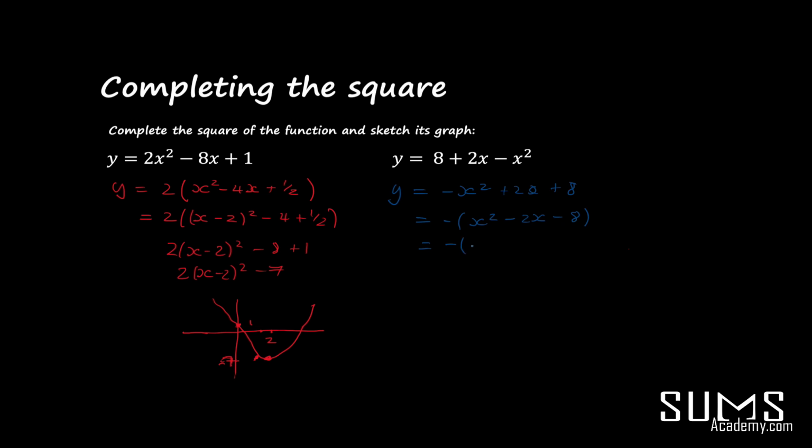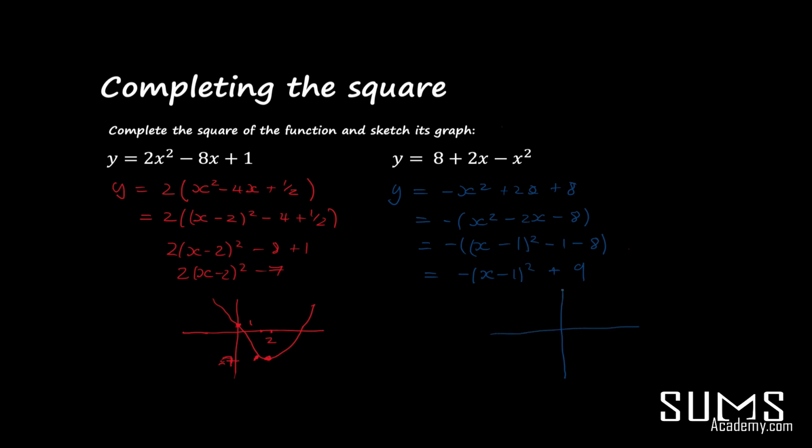This becomes minus (x minus, what's half of 2, which is just 1, all squared). And then you take away the square of 1, which is just 1, so minus 1 minus 8. Then you multiply back through by that minus, so this becomes minus (x minus 1) squared, and then minus 8 minus 1, which is 9, but this then becomes plus 9. You want to keep this negative term with the squared term here, because that gives you the shape of the parabola.